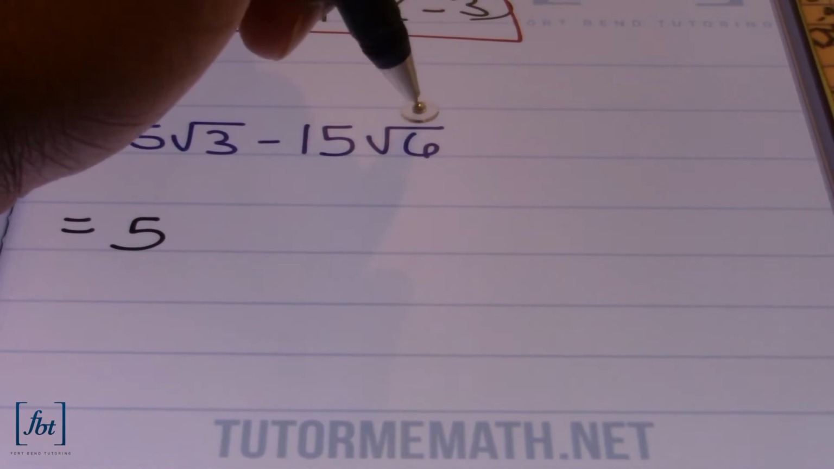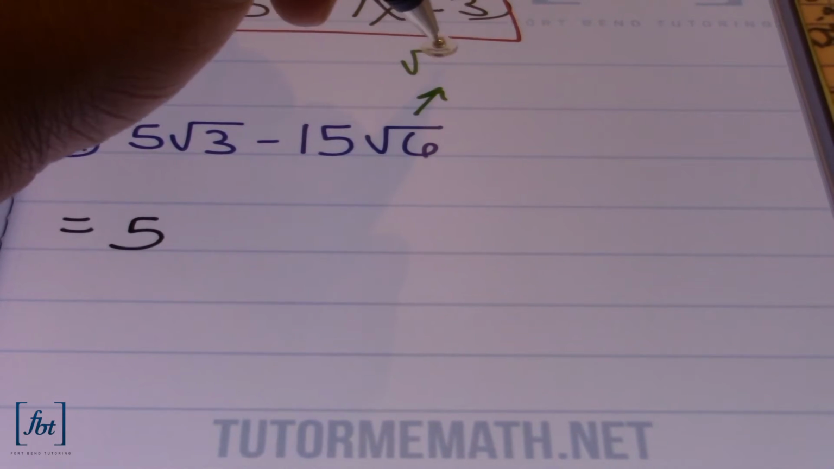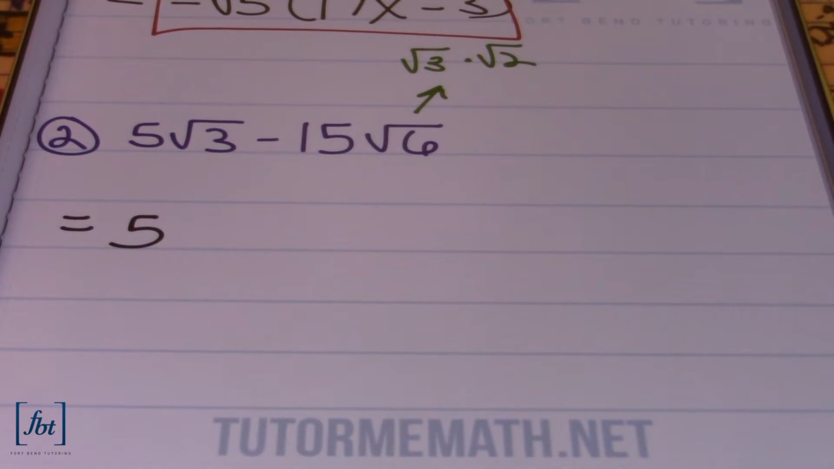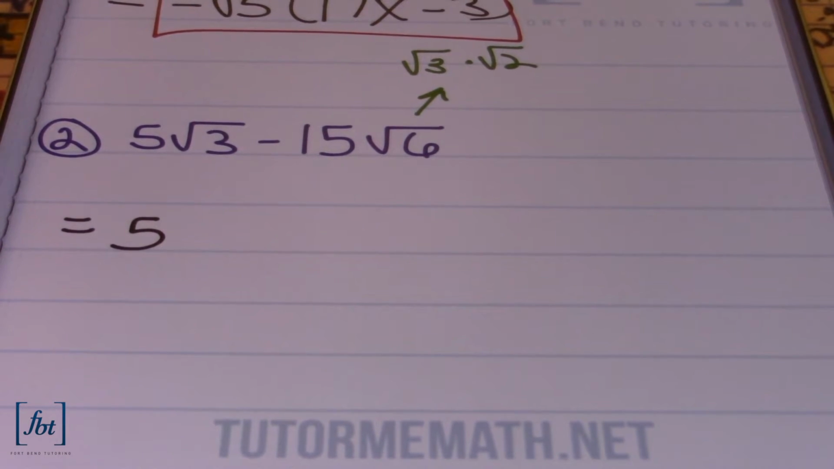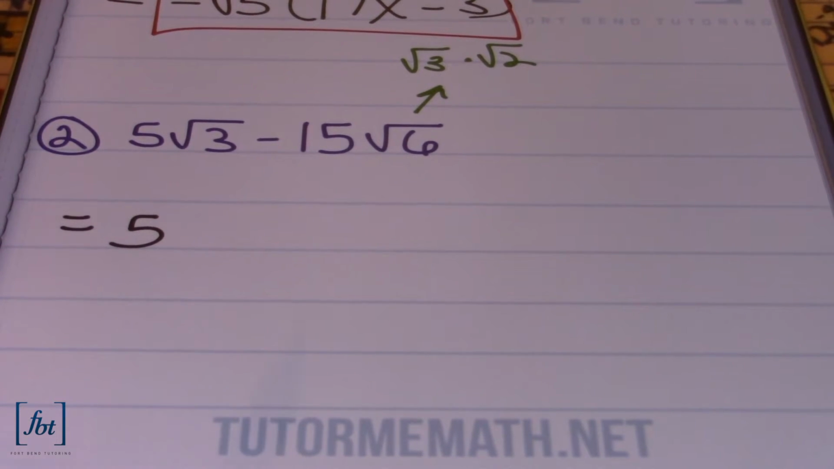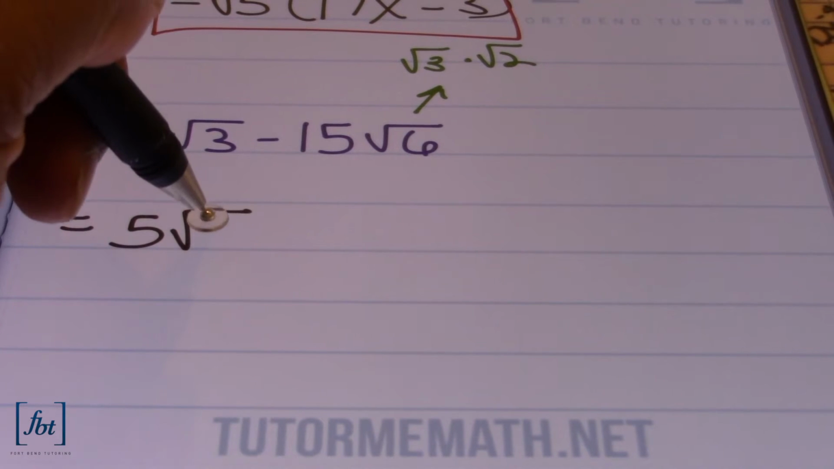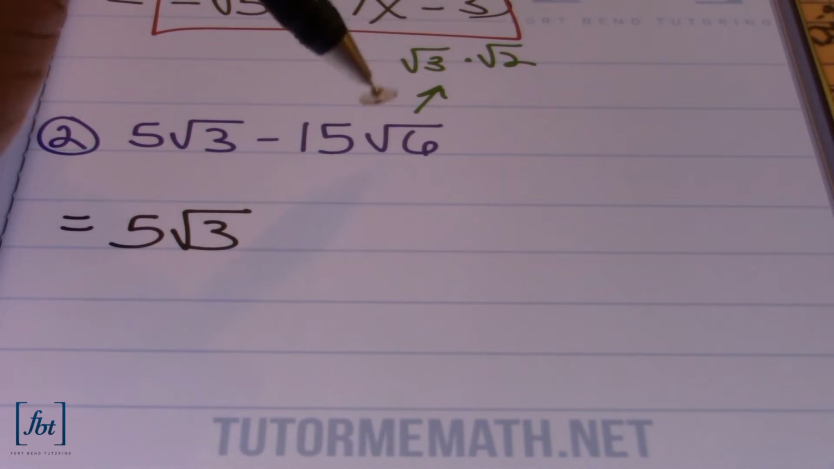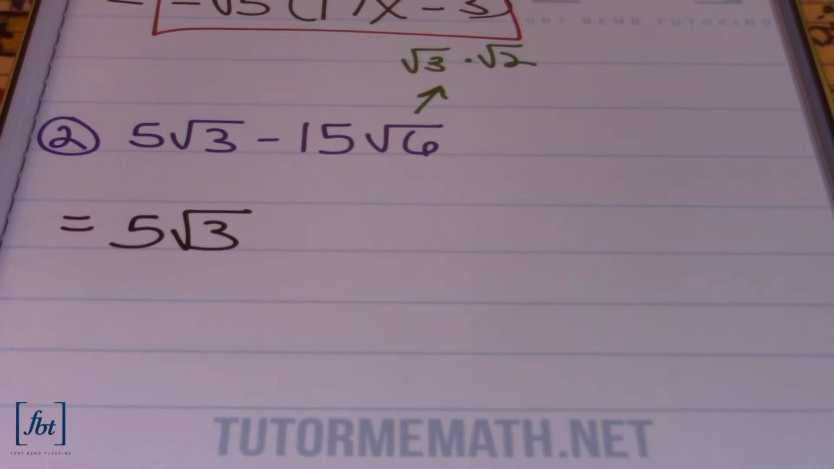I'll make a note here that the square root of 3 times the square root of 2 is equivalent to the square root of 6. I'm going to keep that in mind when I'm factoring my expression. So I know that I can also take out this square root of 3, because I've just shown that the square root of 3 is a factor of this term. So this is technically negative 15 times the square root of 3 times the square root of 2. Therefore, these two terms have the square root of 3 in common.